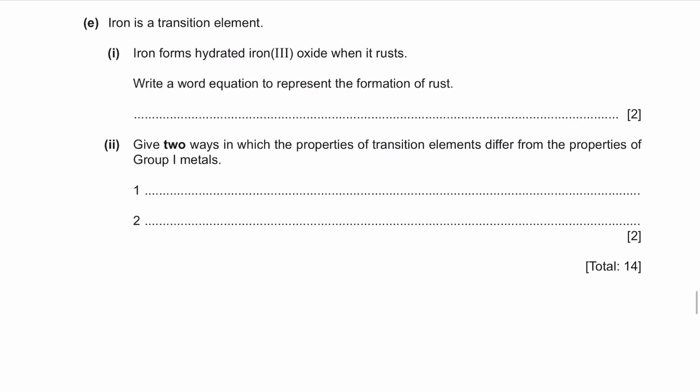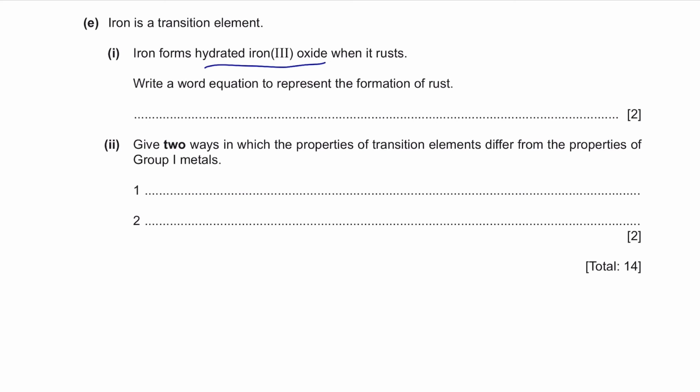Part D. Iron is a transition element. Iron forms hydrated iron trioxide when it rusts. Write a word equation to represent the formation of rust. It can feel like the question didn't give us any kind of information at all.